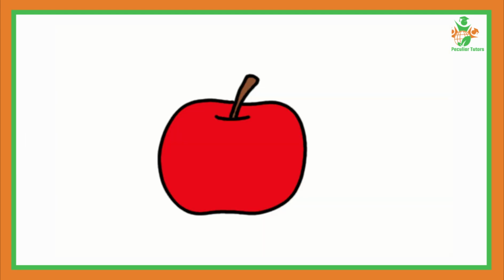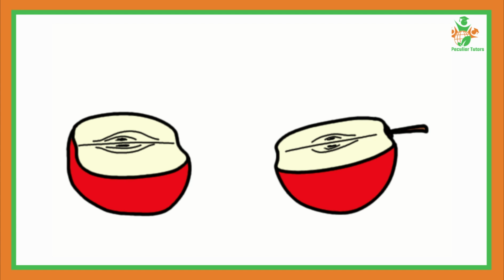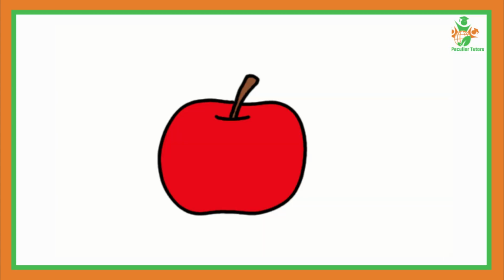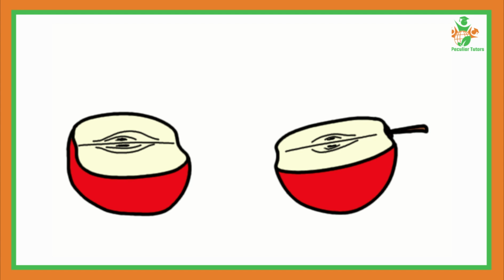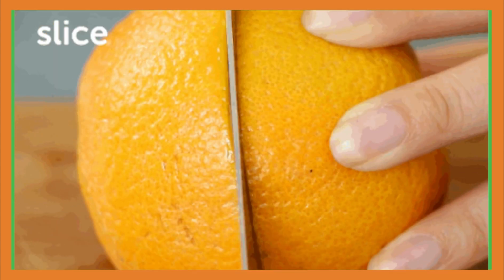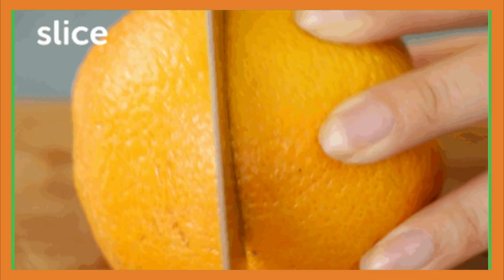An apple cut in half. An orange sliced into two equal pieces. Look, when we cut this apple into two equal parts, each part is a half. And when we slice this orange into two equal pieces, each piece is also a half.